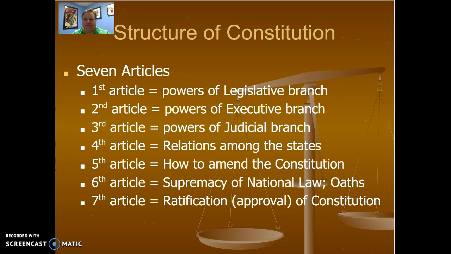As you can see, each article pertained to a particular set of requirements for the new government. The first 3 articles concern themselves with the structures of the 3 branches of government: legislative, executive, and judicial branches. The 4th article concerned itself with the relations between the states and the national government.